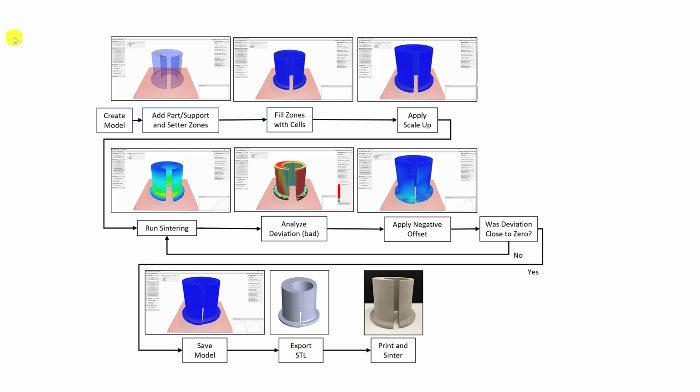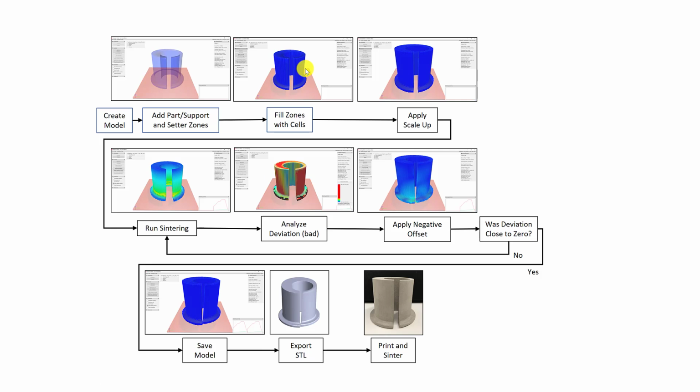The purpose of this is so that we can then offset it, not only scale it up to handle the shrinkage, but also deform it, what we call a negative offset deformation, to compensate for the warping that may occur. The first thing that we do in Live Sinter is fill the part area with cells. That's what you see in the second image, the dark blue cells.